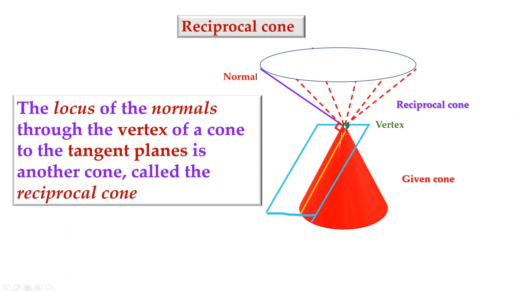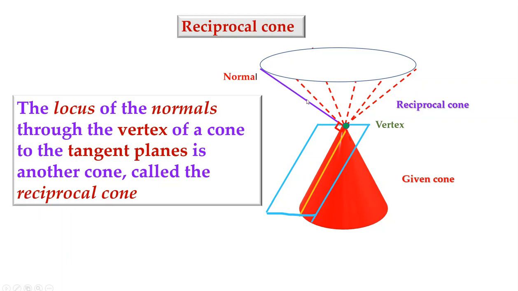So when you consider this line, and we rotate it about the vertex of the given cone, we get another cone. That cone is called the reciprocal cone. So it is this line. What is that line? It is the line which is perpendicular to this generator. And how does that come? It is the line which is common to both the given plane and the given cone. So this is the perpendicular line.